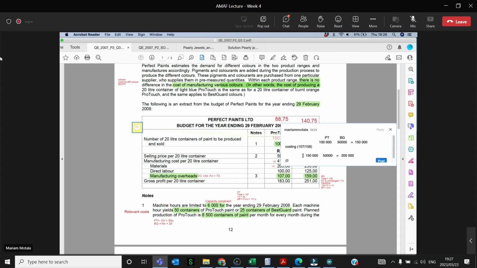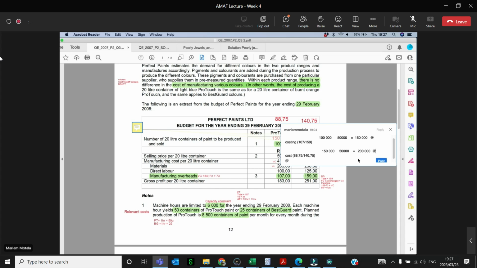Right, it's a bit difficult without a board, but I just want you to understand. Now, when it's at this level, the cost is going to be slightly different. They're informing us that it is 88 Rand 75 and it's 140 Rands and 75. Now, immediately, you will be able to come up with a total cost at the level of 150,000 units and a total cost at the level of 200,000 units.